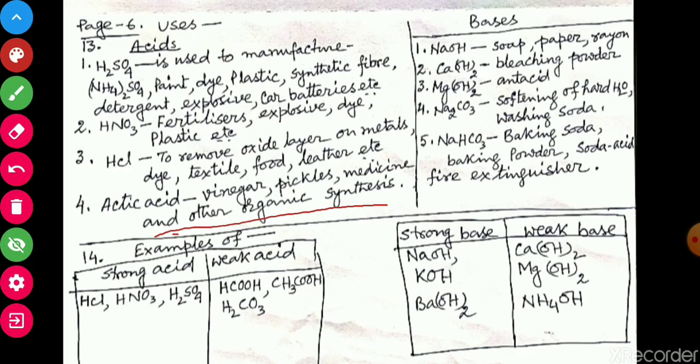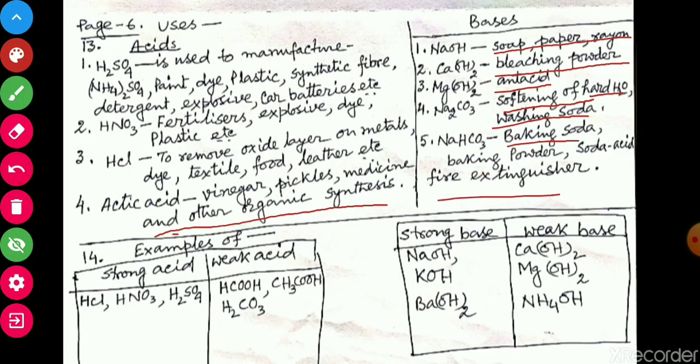Now the uses of bases. NaOH is used for soap, paper, rayon. Calcium hydroxide, bleaching powder. Magnesium hydroxide, antacid. Sodium carbonate, softening of hard water, washing soda. Sodium bicarbonate is used to make baking soda, baking powder, soda acid, fire extinguisher, etc.